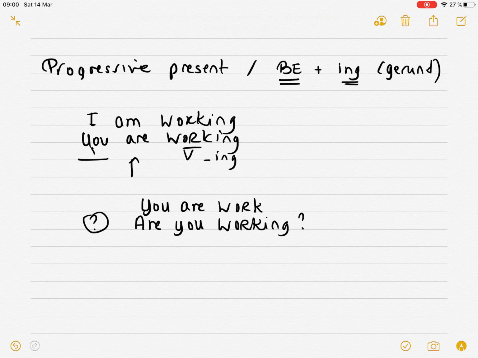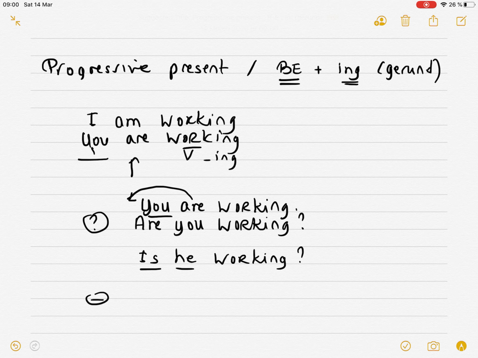You are working. In order to form a question, you need to move the be, considered as an auxiliary, in front of the subject. Are you working? Is he working? There's a simple inversion between the auxiliary and the subject. That's how you would form this.